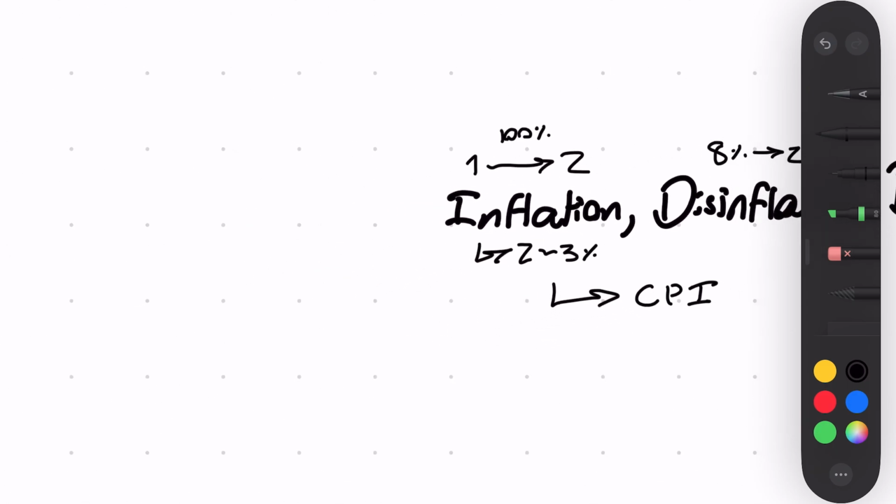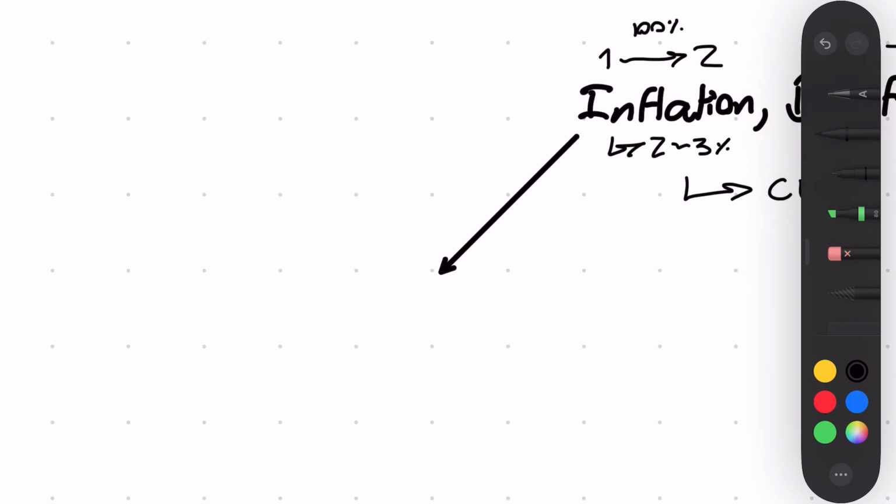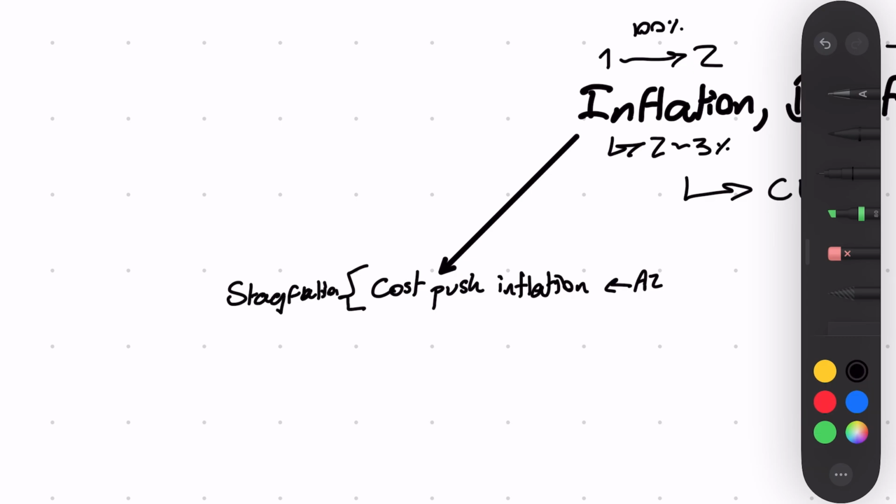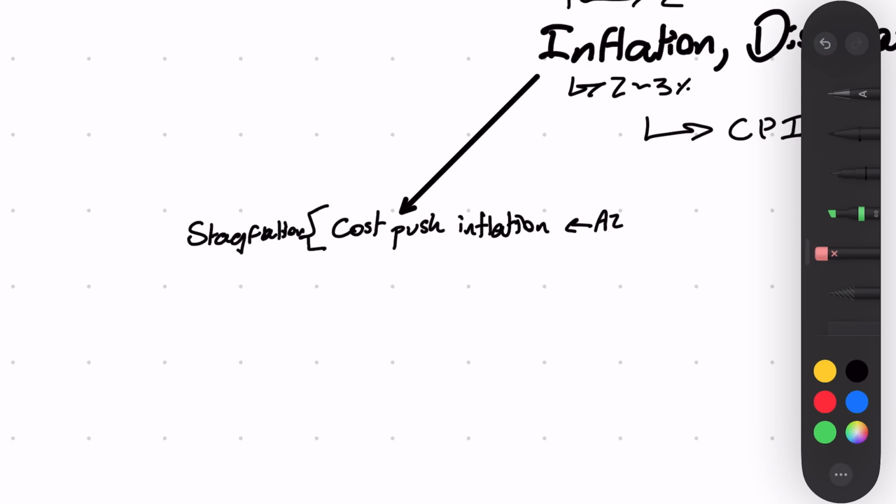So very quickly, there are two types of inflation that we need to know about. Cost-push inflation, which is caused by a leftward shift in AS. This is also known as stagflation, which you basically want to avoid at all costs. That's the worst case scenario. Then we have demand-pull inflation, which is caused by a rightward shift in AD.